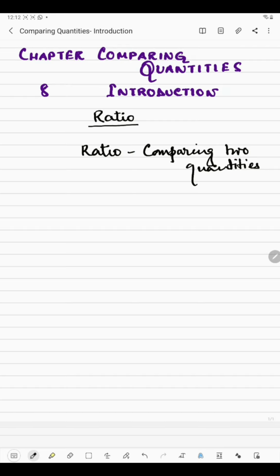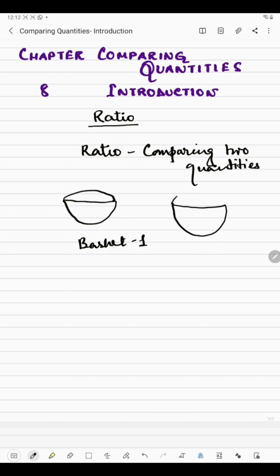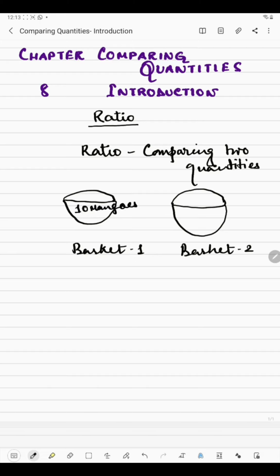Now suppose we have two baskets. Suppose this is basket 1 and this is basket 2. Now in these two baskets, two types of fruits are there. Suppose in basket 1 we have 10 mangoes, okay, and in basket 2 we have 20 oranges.